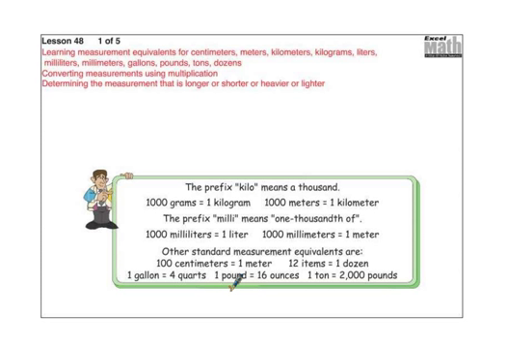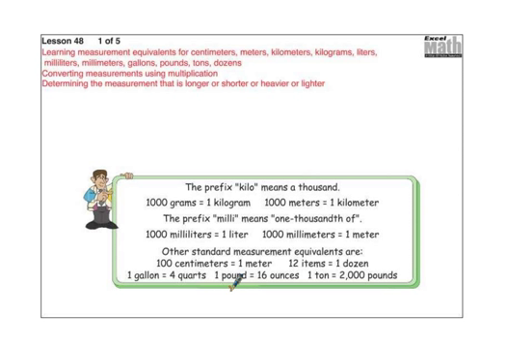All right, here we go with 5th grade Excel, lesson 48. We're going to be looking at measurement equivalents for centimeters, meters, kilometers, kilograms, liters, milliliters, millimeters, gallons, pounds, tons, dozens. And we're going to convert measurements using multiplication. And we're going to be looking at determining the measurement that is longer or shorter or heavier or lighter.